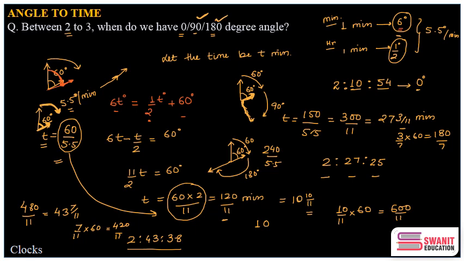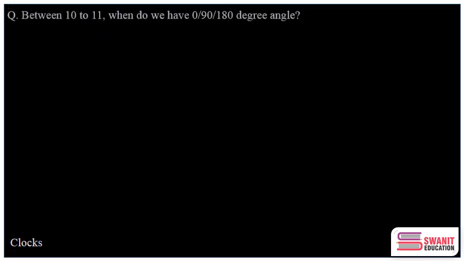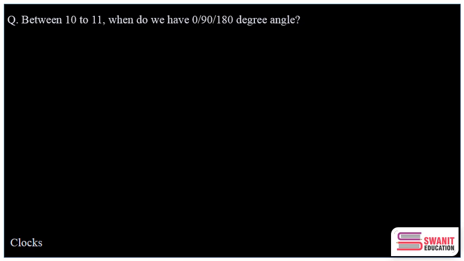So I hope instead of the conventional method, this method sounds more quick and more convenient for us to get the answer. Let's look at some more examples from the same category. So now my next question is, between 10 to 11, when do we have 0 degree, 90 degree and 180 degree? Now this time we'll be using the shortcut method that we have understood just now.